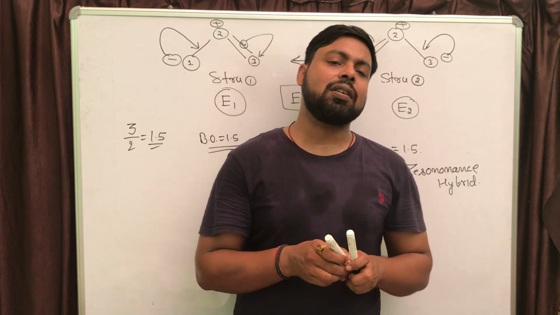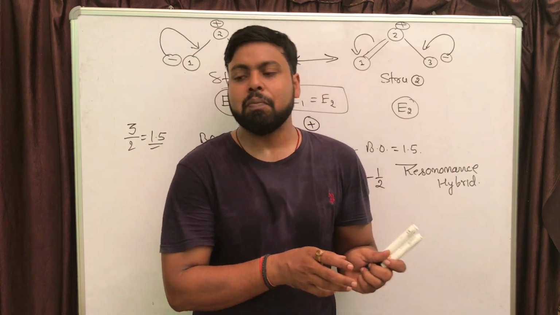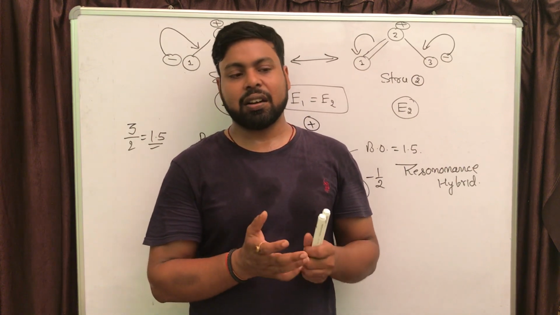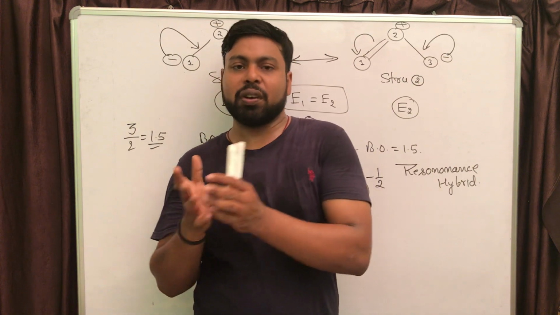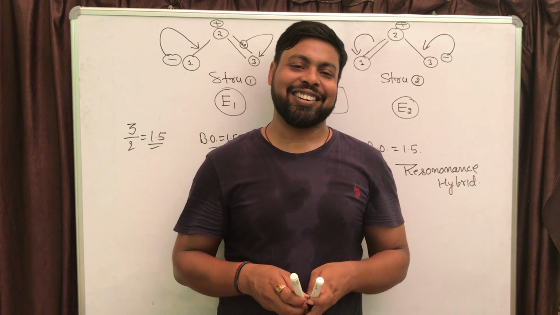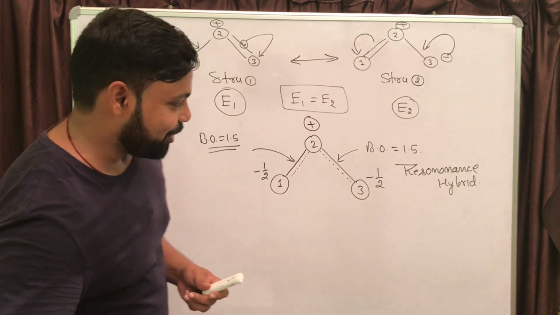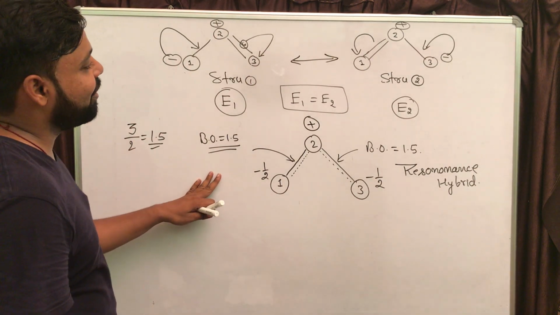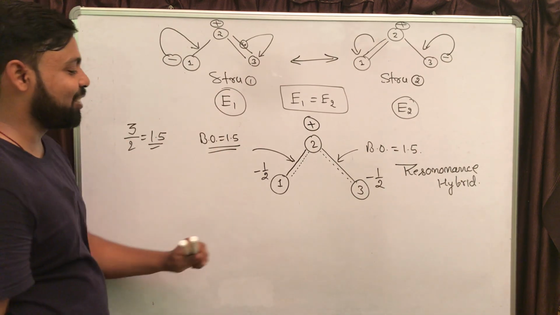The character of lesser energy canonical structure will be more in the hybrid structure, or you can say the character of the more stable resonating structure will be more in the hybrid structure, because stability and energies are inversely related. I hope it is clear to you, and I'll give the points related to this. I hope these structures are clear. I hope you are clear with the resonating structure, canonical structure, and resonance hybrid.